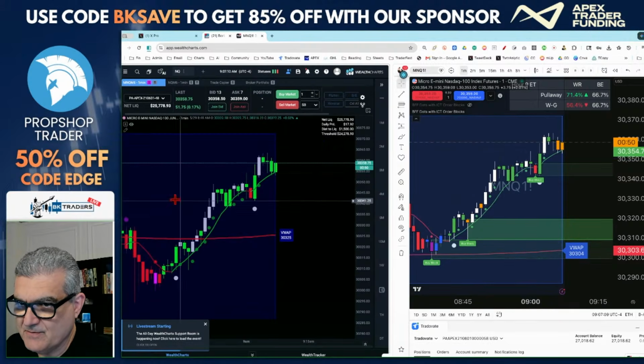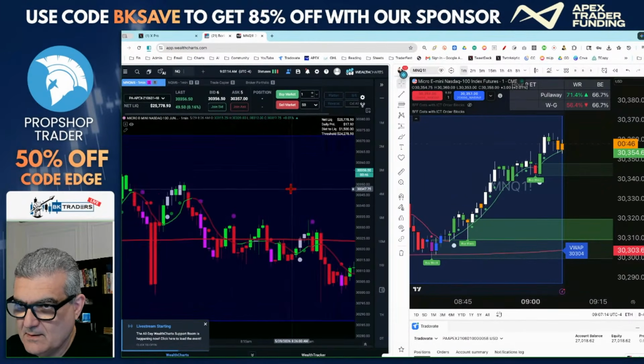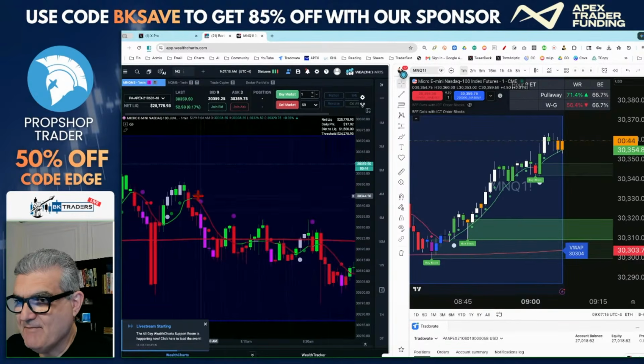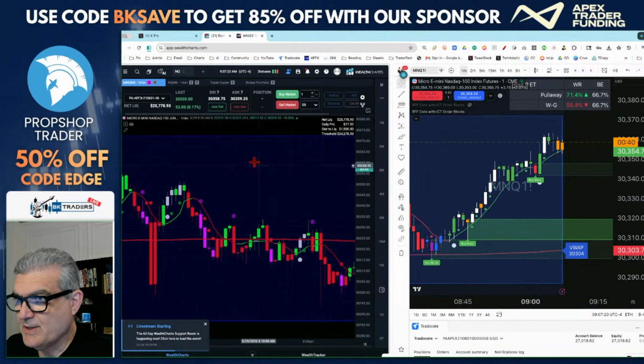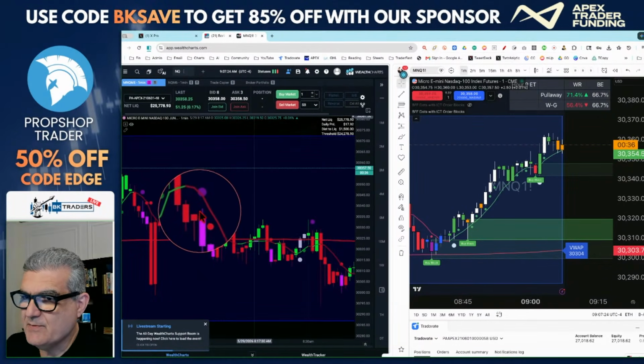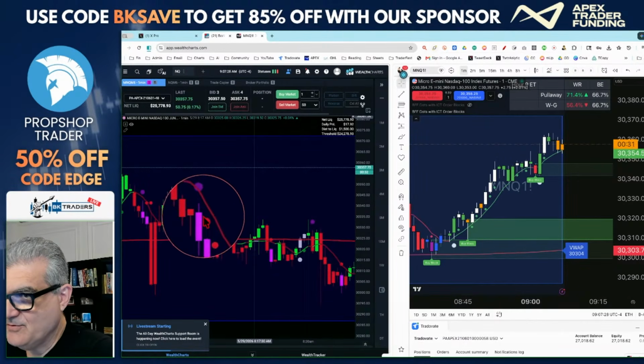Let me just do this over here. Here's an example. We have a purple dot, red dot, we go short. So it's a sequence of two dots. They don't have to be together. They don't have to be even consecutive.